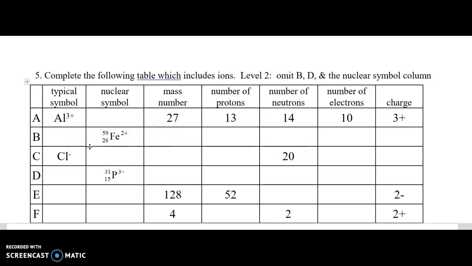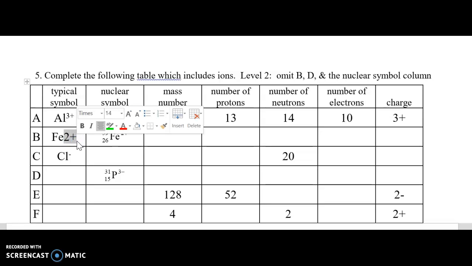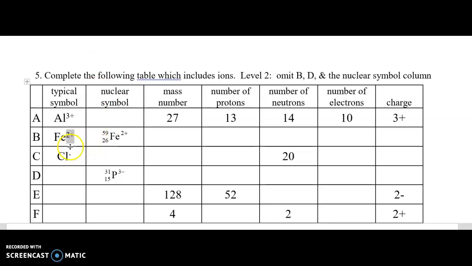Okay. I will do line B. It said level 2, you could omit B and D in the nuclear symbols, but honestly, I still think you can understand this. So I will go through it. If the nuclear symbol is this, the typical atomic symbol is Fe2 plus, and make sure you use superscript and subscript appropriately. That has to be superscripted, which I can do right here. So that's usually the way we write the symbol of a 2 plus iron ion.